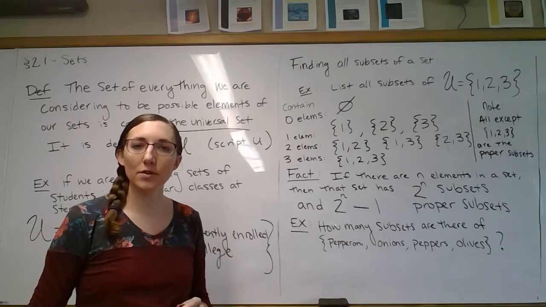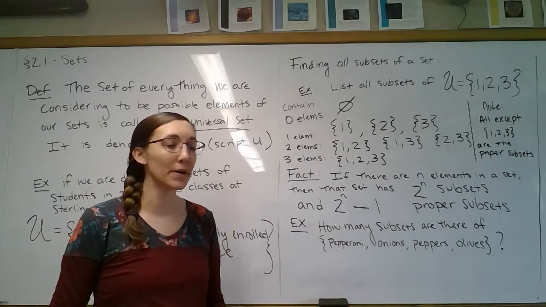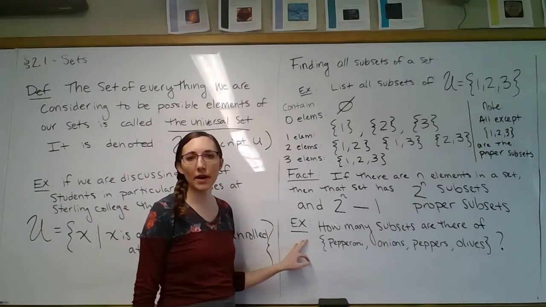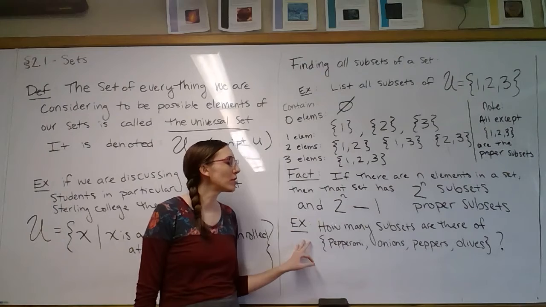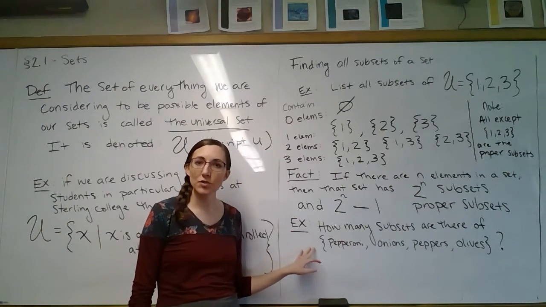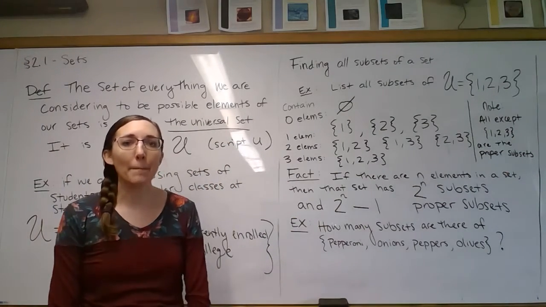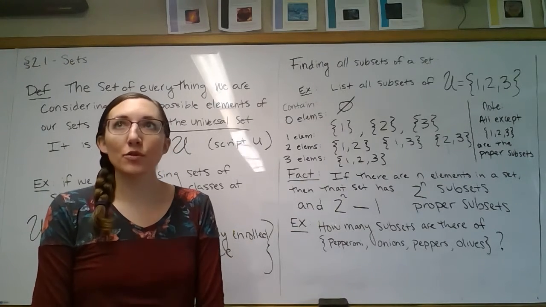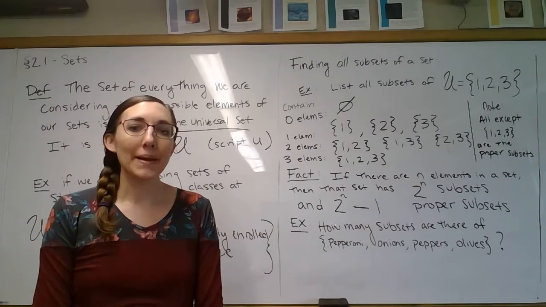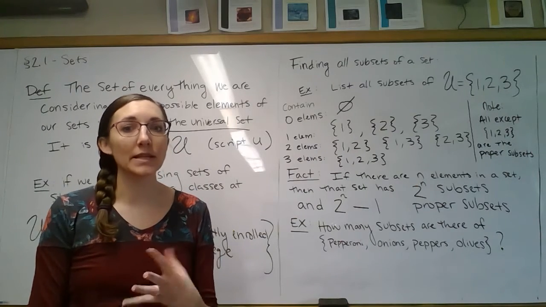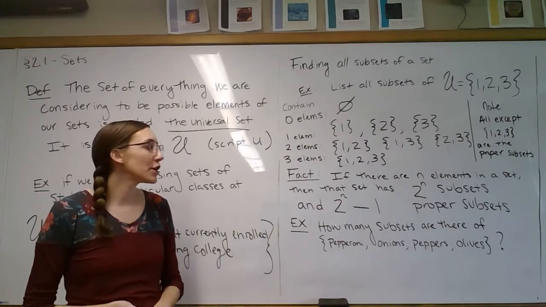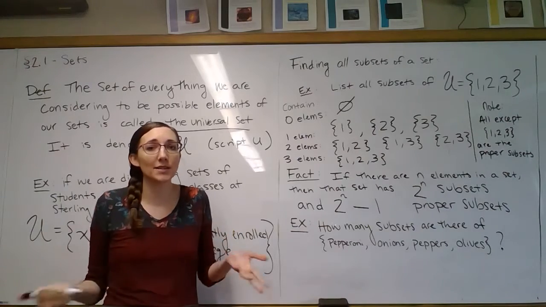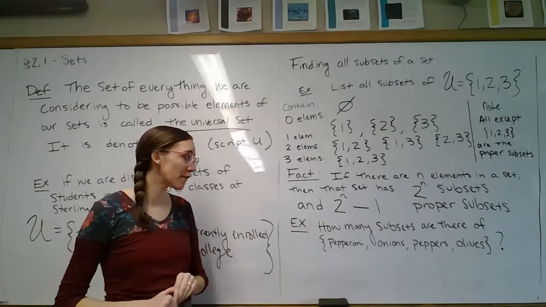Let's try an example where all we want to know is the number of subsets. So in this example, how many subsets are there of the set containing pepperoni, onions, peppers, and olives? So probably this is like a pizza menu, right? And these would be options of toppings that we can put on our pizza. So really we're asking how many different pizzas are possible with these toppings. Now, we're not going to list them all, because notice it doesn't say list them. It just asks how many. So we're going to use our formula.